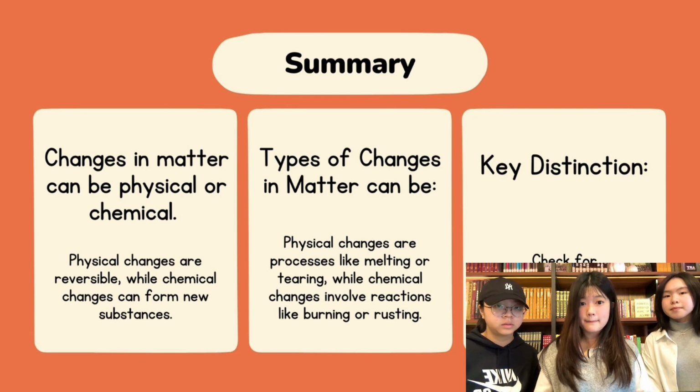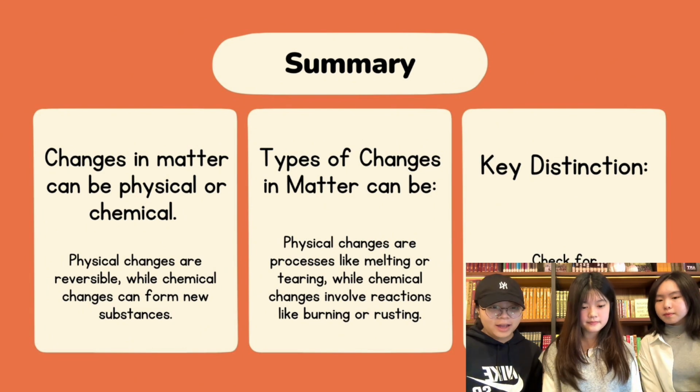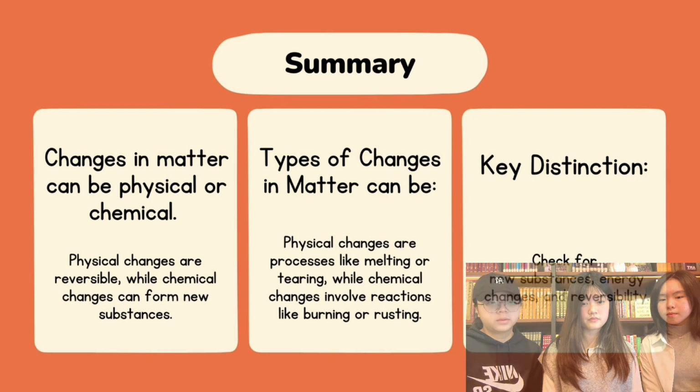Examples include melting, freezing, and tearing. On the other hand, chemical changes result in the formation of new substances through chemical reactions, often accompanied by energy changes such as heat, light, or gas production. These changes, like burning or rusting, are generally irreversible.